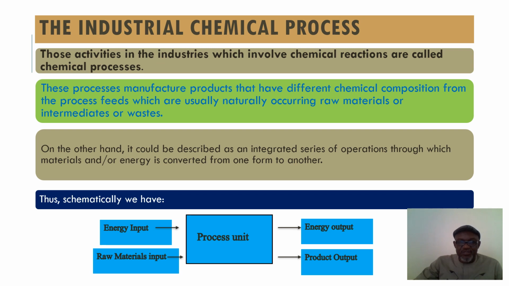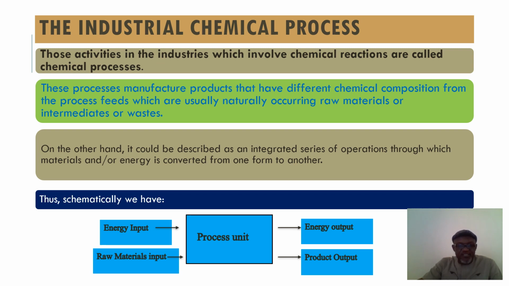On the other hand, it could be described as an integrated series of operations through which materials or energy is converted from one form to the other. So we can also describe industrial chemical process as a means by which we can convert materials or energy from one form to the other. Of course, we will remember our law of conservation of matter, or law of conservation of energy. So we'll convert raw materials from one form to another form, which is the finished product or intermediate.